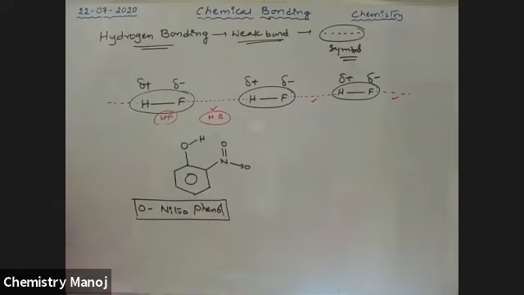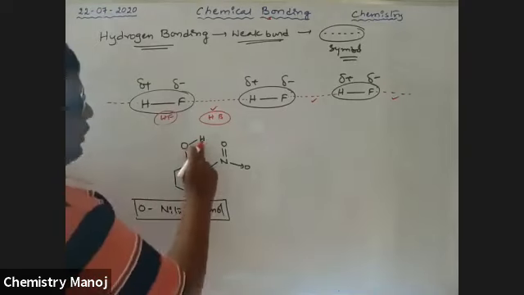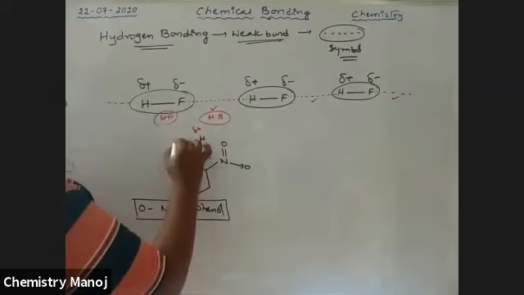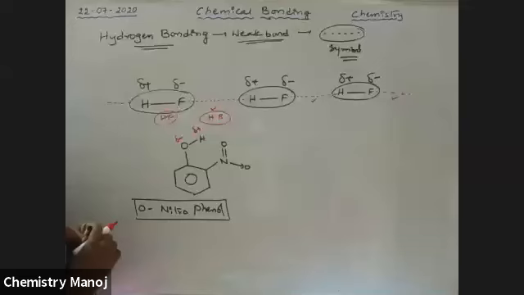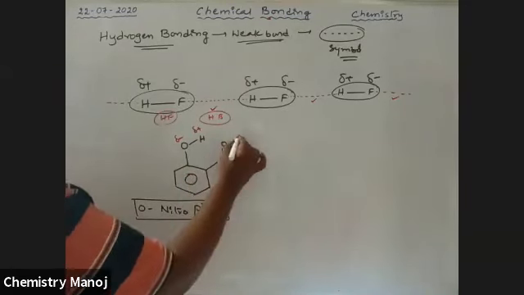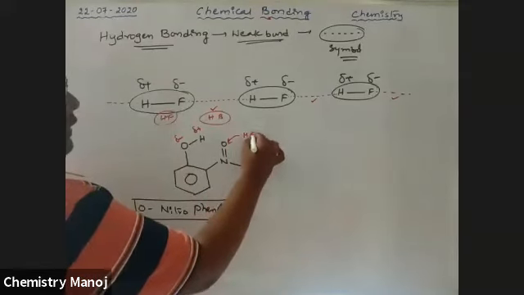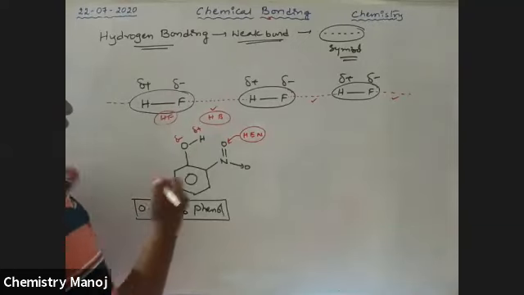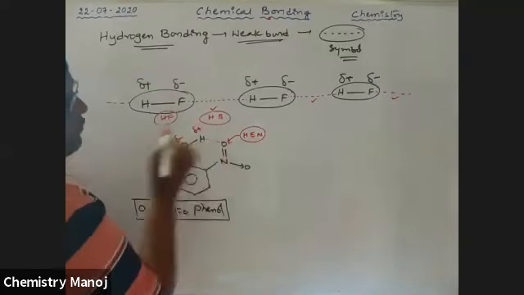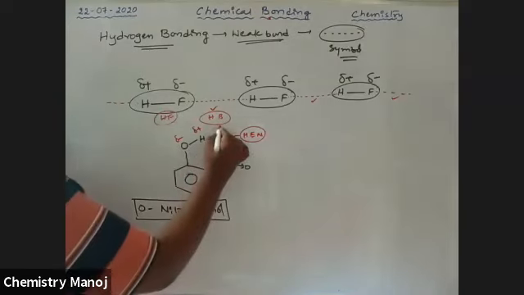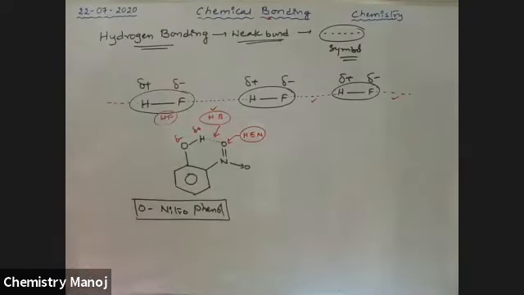Orthonitrophenol. Now see, boys, here the hydrogen atom is bonded with a highly electronegative element. That's why this one gets a partial positive charge and this one gets a partial negative charge. Next, here is the oxygen atom, which is a highly electronegative element. So between these two, there is a weak electrostatic attractive force. This weak electrostatic attractive force is called a hydrogen bond.